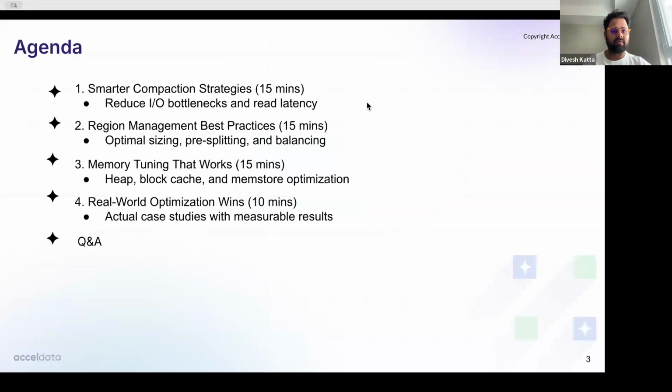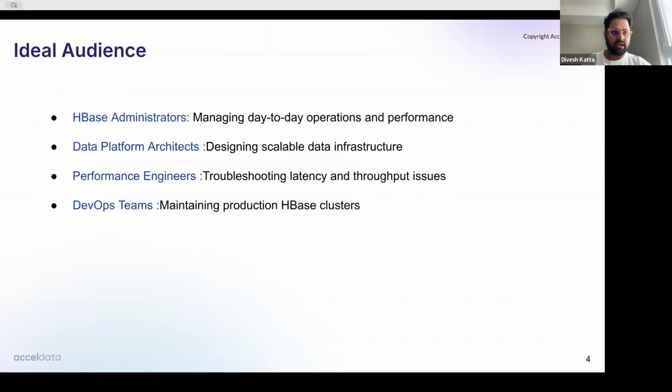So let me go through the agenda. We have exactly 60 minutes and I have structured this to maximize the learning and minimize the theory. Each section builds on the previous one, starting with storage optimization through compaction, moving to data distribution via region management and memory management, and finishing with the real world proof points. Okay, next slide. So who is this session for?